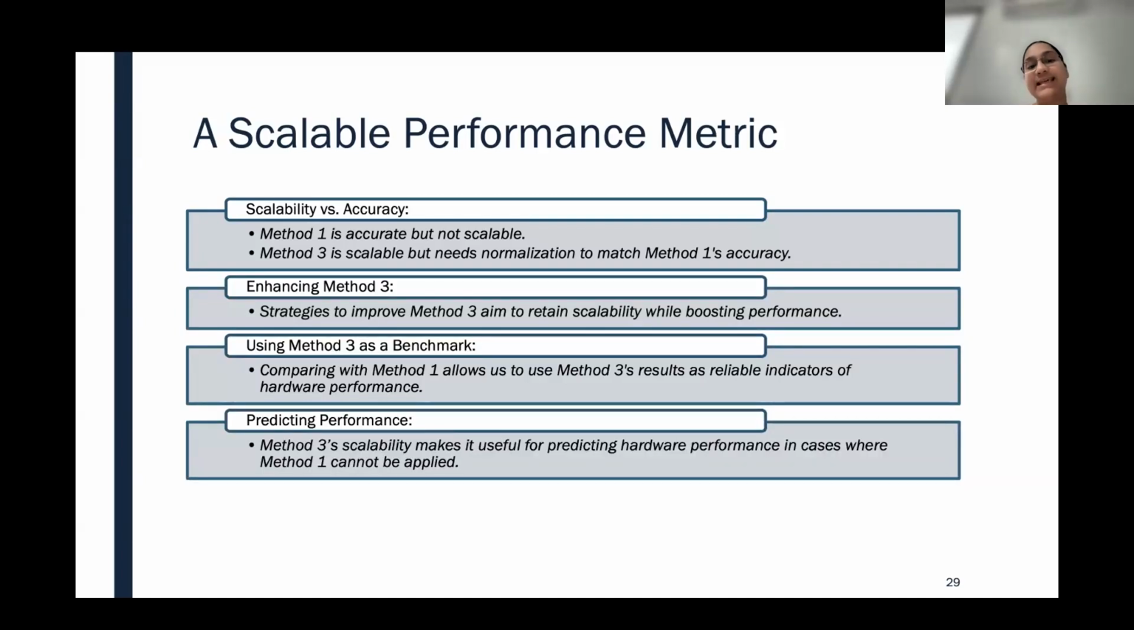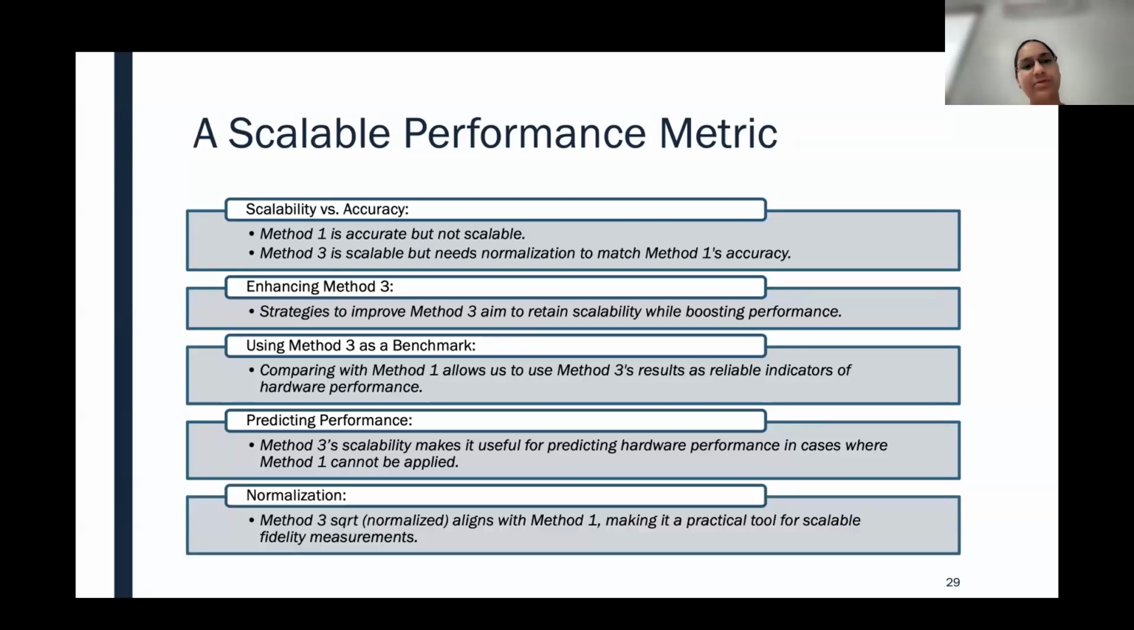So method 3's scalability makes it useful for predicting hardware performance in cases where method 1 cannot be applied, that is after it passes some number of qubits. Method 3 square root, or normalized, aligns with method 1, making it a practical tool for scalable fidelity measurements and predicting hardware performance while keeping it scalable across a higher number of qubits.